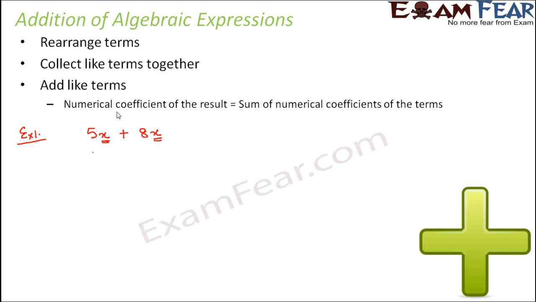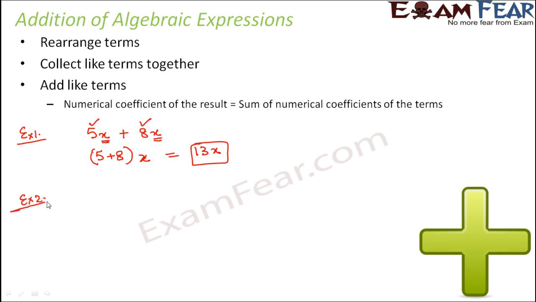How do we add like terms? The numerical coefficient of the result is equal to the sum of the numerical coefficients of the terms. So in this case, what is the numerical coefficient of the sum? The numerical coefficient of this term is 5, and of this term is 8. So you add the numerical coefficients, that is 5 plus 8, and leave the algebraic factor as it is. 8 plus 5 is 13. So the sum of 5x and 8x is 13x. That is how we add like terms.